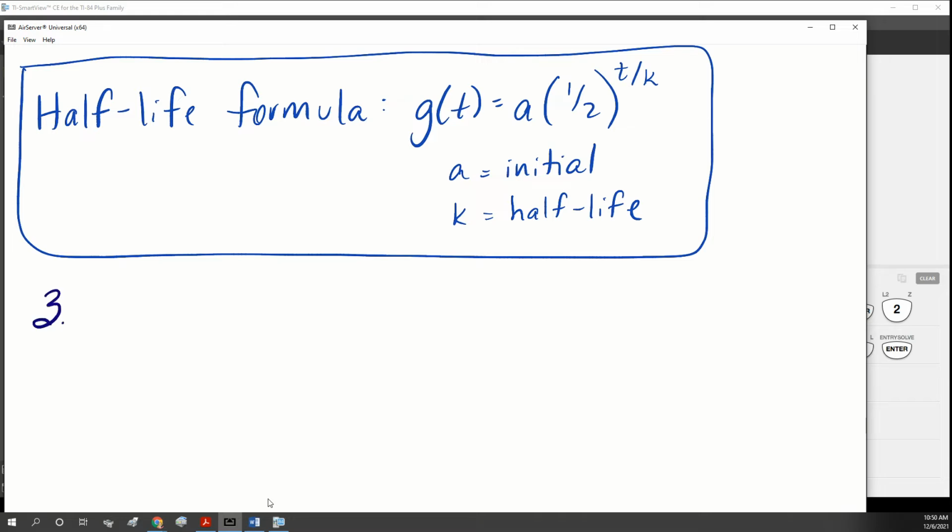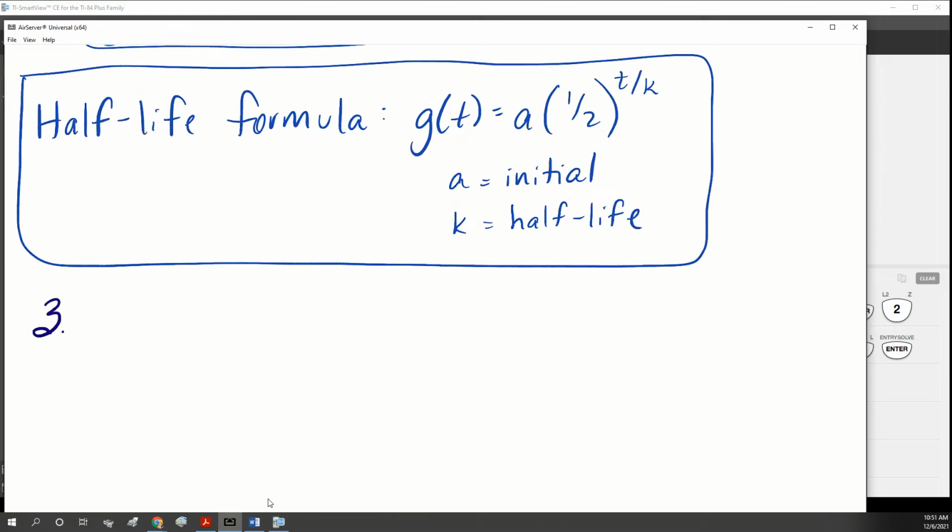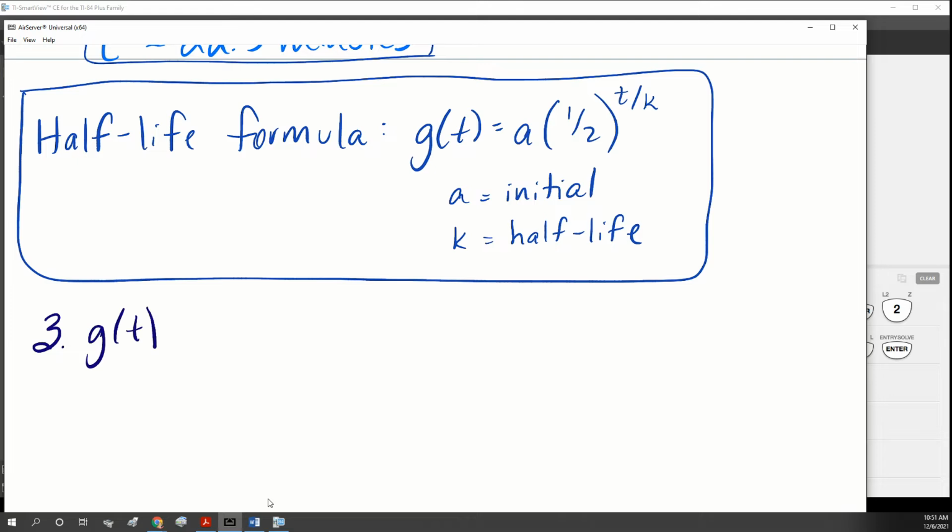All right, so for number 3, the half-life of radium-226 is 1,590 years. If a sample initially contains 200 milligrams, how many milligrams will remain after 1,000 years? So because we know this half-life formula, this problem is easier. There are other ways to do it, but using the half-life formula makes it way faster. So we do know the initial. And I'm going to put T there for now. And then the half-life is 1590.